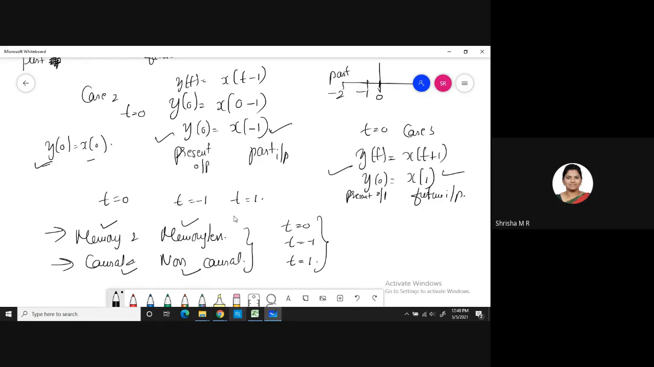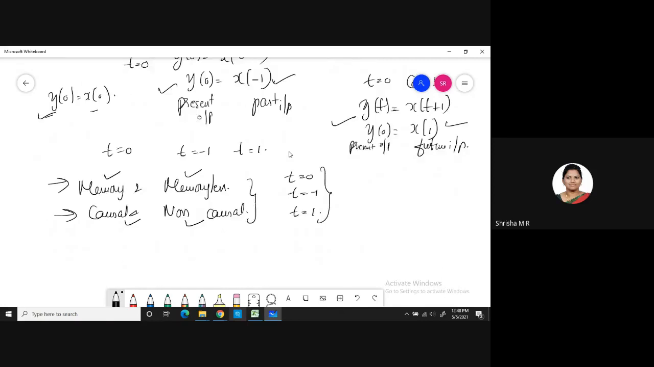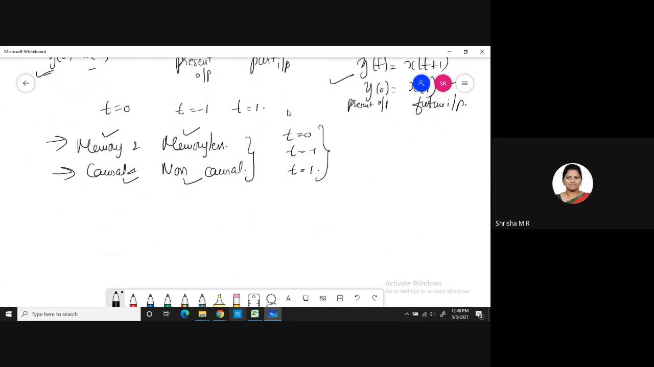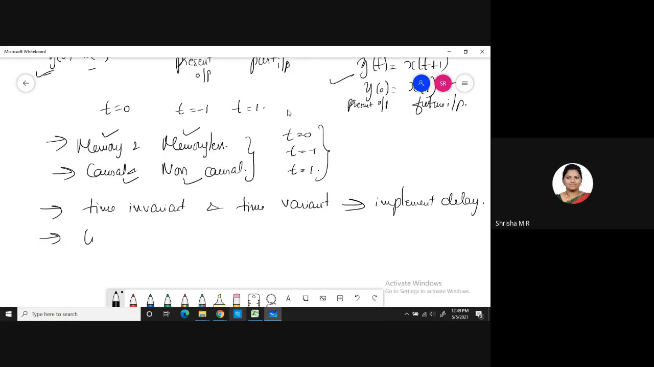Okay, for time invariant and time variant systems, we'll see how to implement a delay. For these two types of systems, we have to implement delay. We shall be seeing that. And for linear and non-linear systems, you have to understand the principle of superposition.